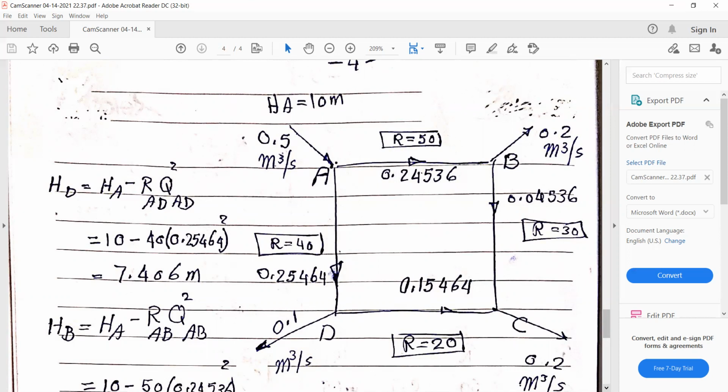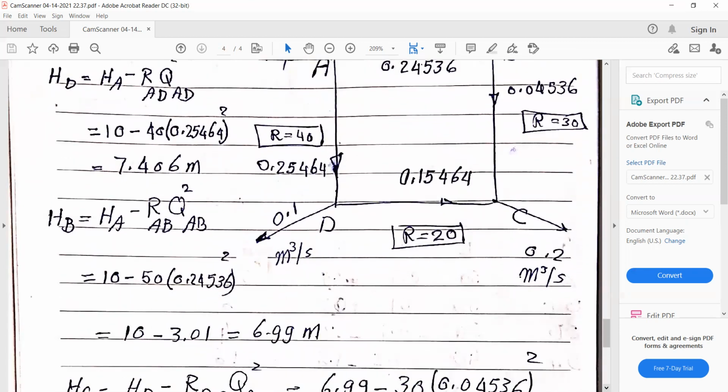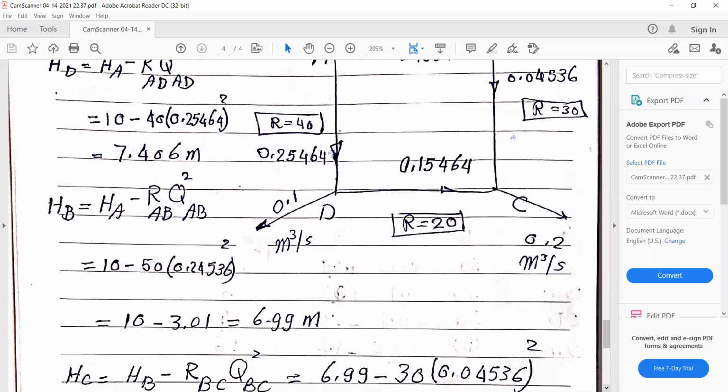Also at B, since the flow is coming from A to B, the piezometric head at B should be less than the piezometric head at A by RQ squared. R for the pipe AB and the Q in the pipe AB as well. So HB equals HA minus R_AB multiplied by Q squared in the pipe AB. And then you get HB as it's given here, around 7 meters.